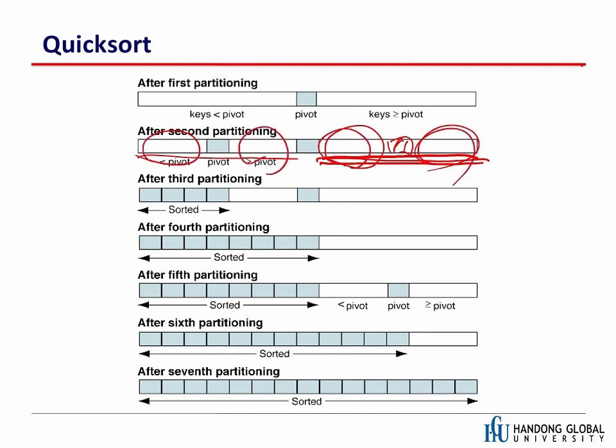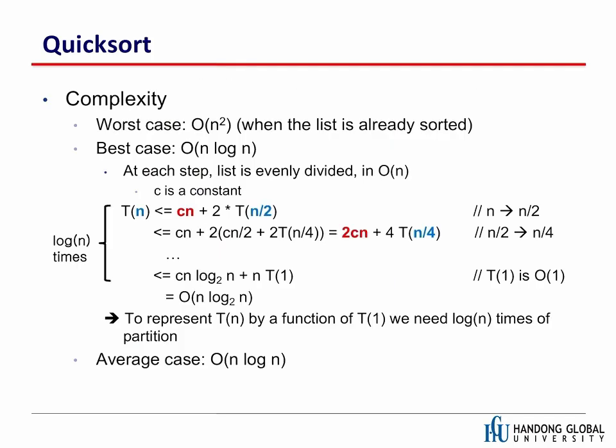Then we apply the same thing to this side, and this side, and this side, and this side. So we apply the quicksort, we apply the partitioning 4 times. And then we keep doing this until we have one element in each side. Then everything is sorted. That's it.